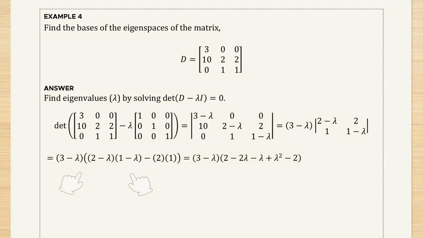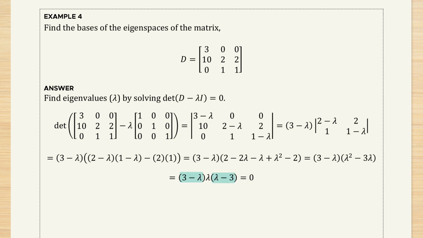Expand everything. 2 times 1 is 2. 2 times negative lambda times 1, then negative lambda times negative lambda, which is plus lambda squared, and subtract 2. The plus 2 and the minus 2 cancel. We can collect that negative lambda and a negative 2 lambda together. Simplifying, we have 3 minus lambda as a factor, multiplied to lambda squared minus 3 lambda. We can factor out a lambda to get 3 minus lambda, then lambda times lambda minus 3.